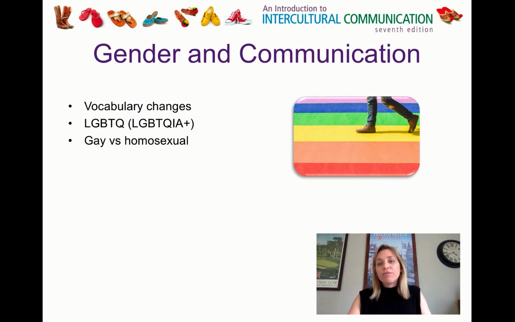Okay, so when it comes to gender and communication, remember that subgroups share things like language, and so vocabulary is always changing. There was a study in the military in the United States that asked people if they would be okay with homosexuals in the military. And then they changed the wording and asked, would you be accepting of gay people in the military? After they changed the wording to gay instead of homosexual, the acceptance rate was higher. So that indicates that language influences the way that we think about things.